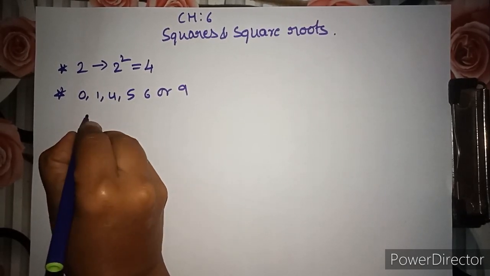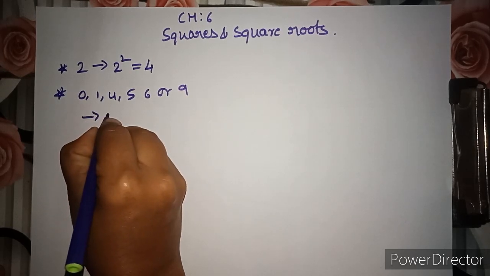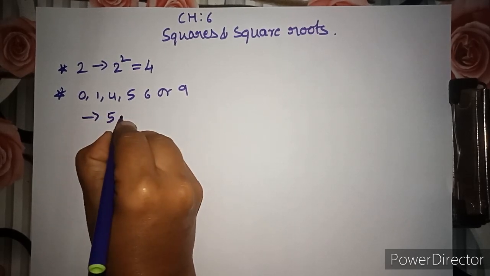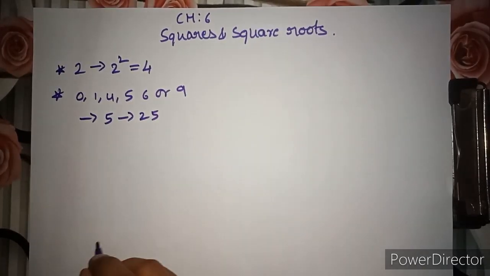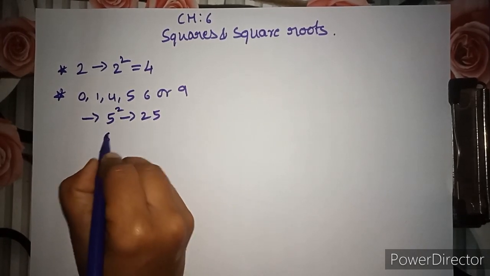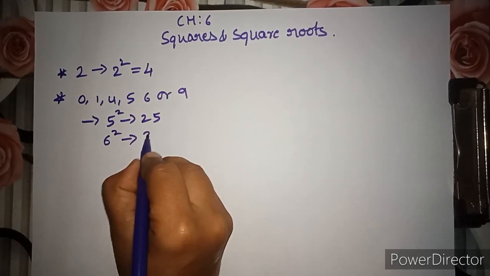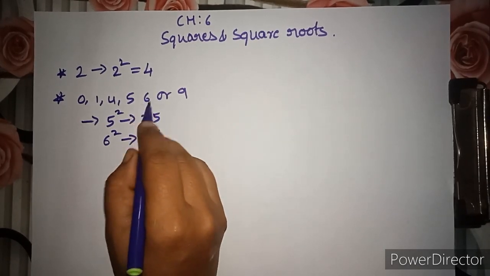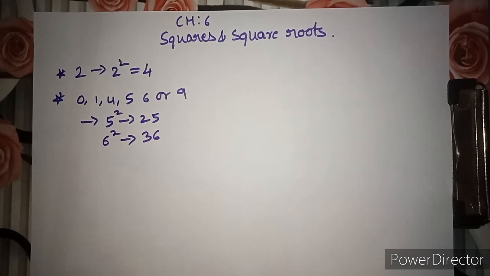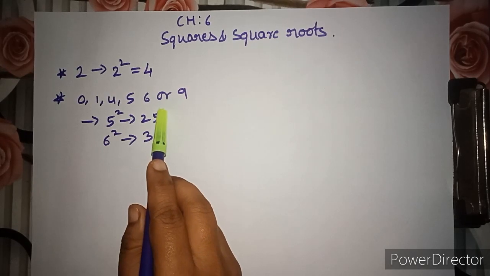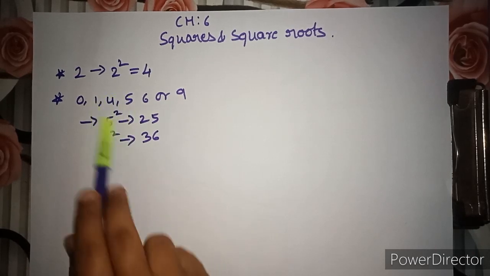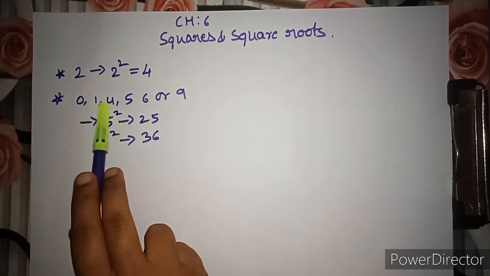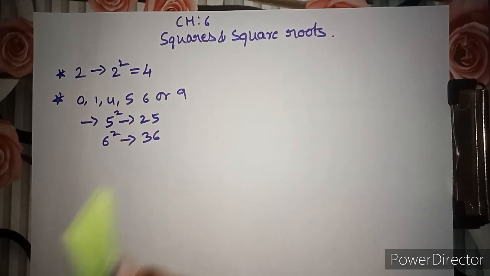For example, 5 squared is 25. The unit place number is 5. 6 squared is 36, which ends with 6 in the unit place. So the unit digit of a square may be 0, 1, 4, 5, 6 or 9.